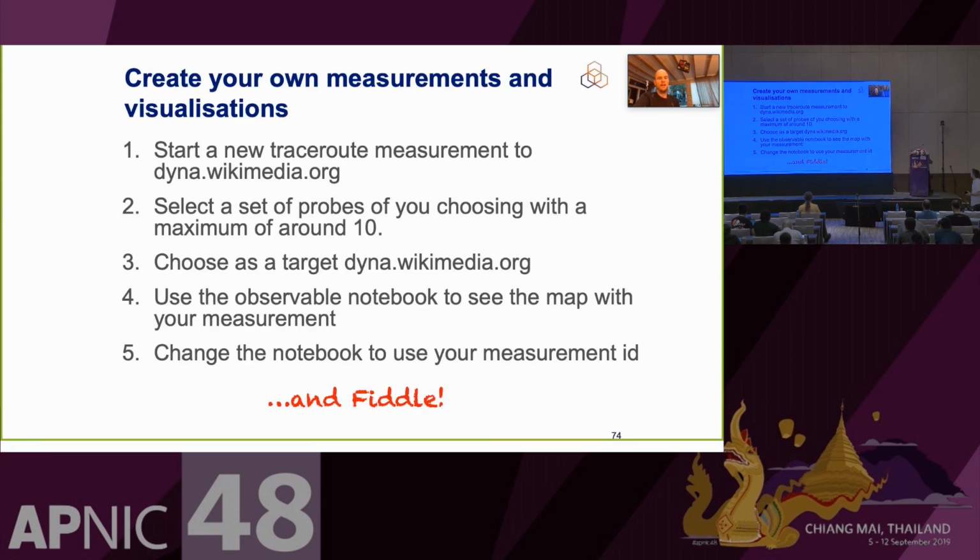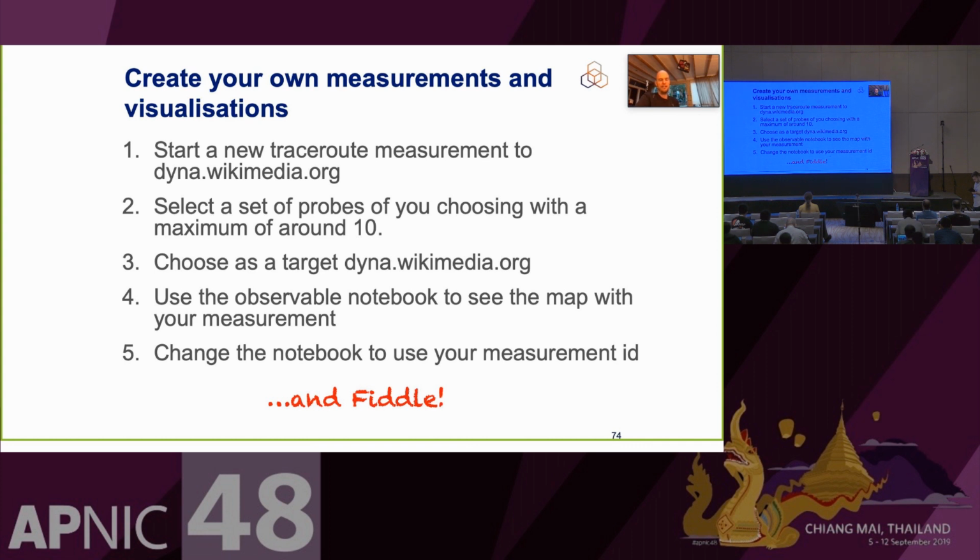So here's what we're going to do. We're going to start a new traceroute measurement to dyna.wikimedia.org. As I said, that's the entry point for their CDN. Then the second step would be to select a set of probes. You can select probes of your own choice. Best is to not take more than around 10 because of the visualizations. If you take more, your visualization will be slower and more cluttered. Then the third step would be to actually set the target to dyna.wikimedia.org.